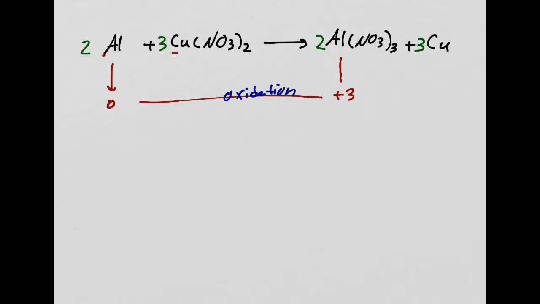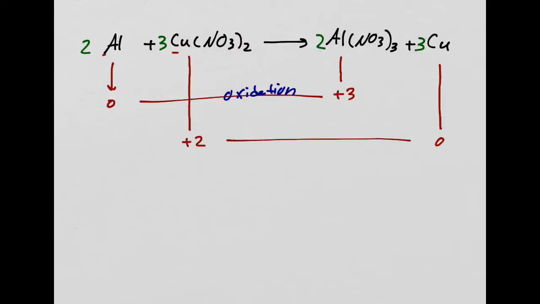Now, let's look at the copper. What's the charge on copper over here? Anything by itself, when it has no charge and is not in a compound, the charge is 0. Copper metal has a charge of 0. Aluminum metal has a charge of 0. But over here, the copper now forms an ionic compound. When you form an ionic compound, it's a balance of charges. As you can see over here, copper is plus 2. So copper went from +2 to 0. What happened to it? It got more negative. That is reduction.